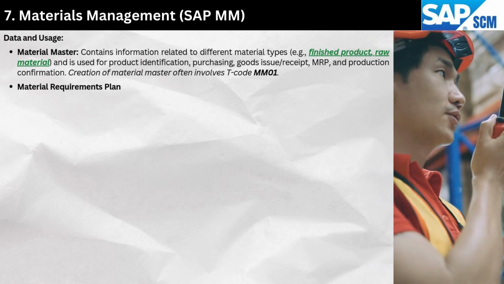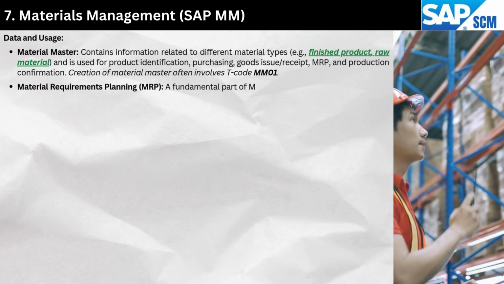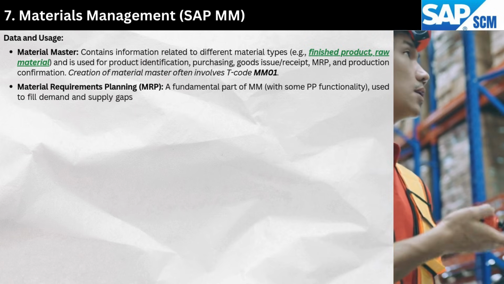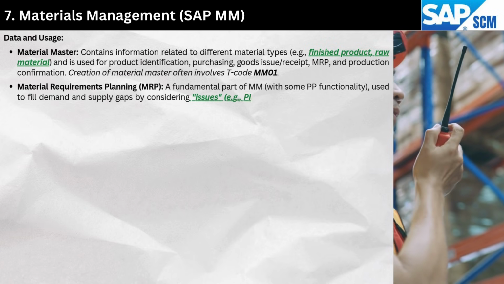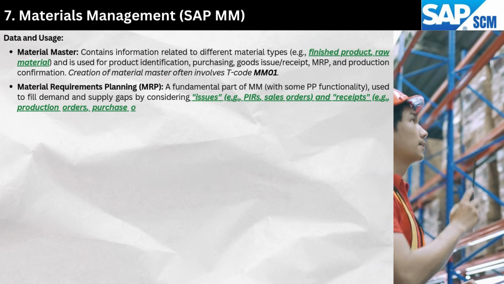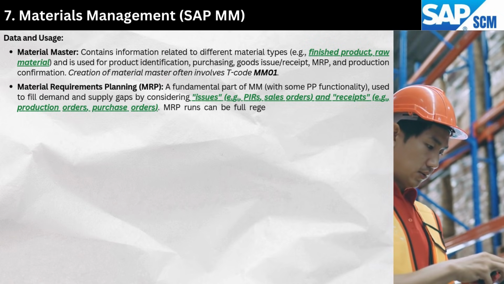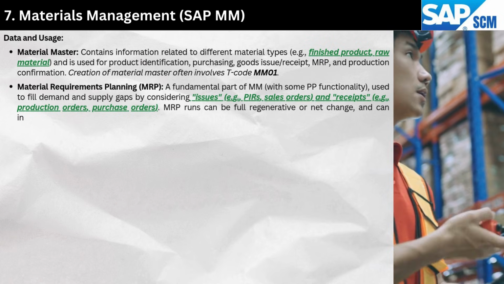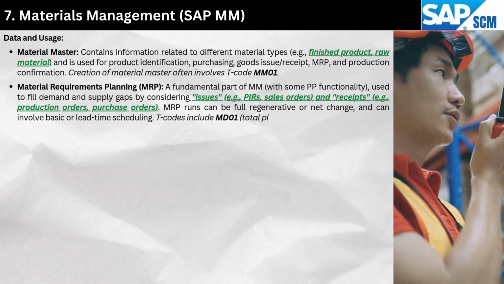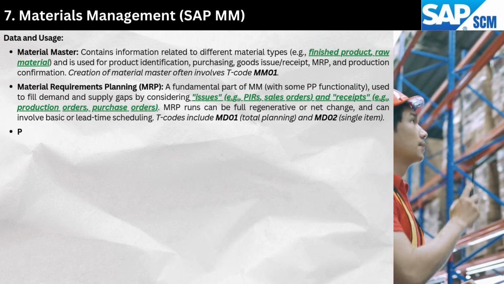Material requirements planning, MRP, a fundamental part of MM with some PP functionality, used to fill demand and supply gaps by considering issues, e.g., PR, sales orders, and receipts, e.g., production orders, purchase orders. MRP runs can be full regenerative or net change, and can involve basic or lead time scheduling. T-codes include MD01, total planning, and MD02, single item.